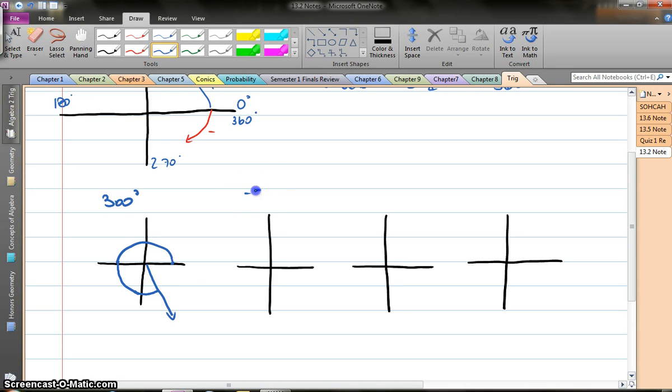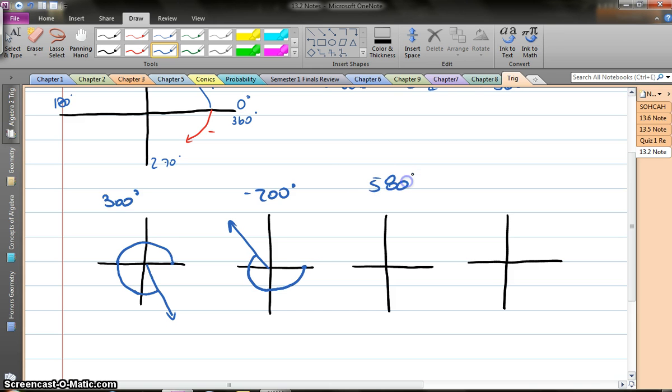Okay. What if I wanted to move negative 200 degrees? Alright, we started at 0. Now we're going the opposite direction. So from here to here is 180. And then again, 20 more. Right? So we'd probably go a little more this way and draw my angle. So from there to there is negative 200 degrees.